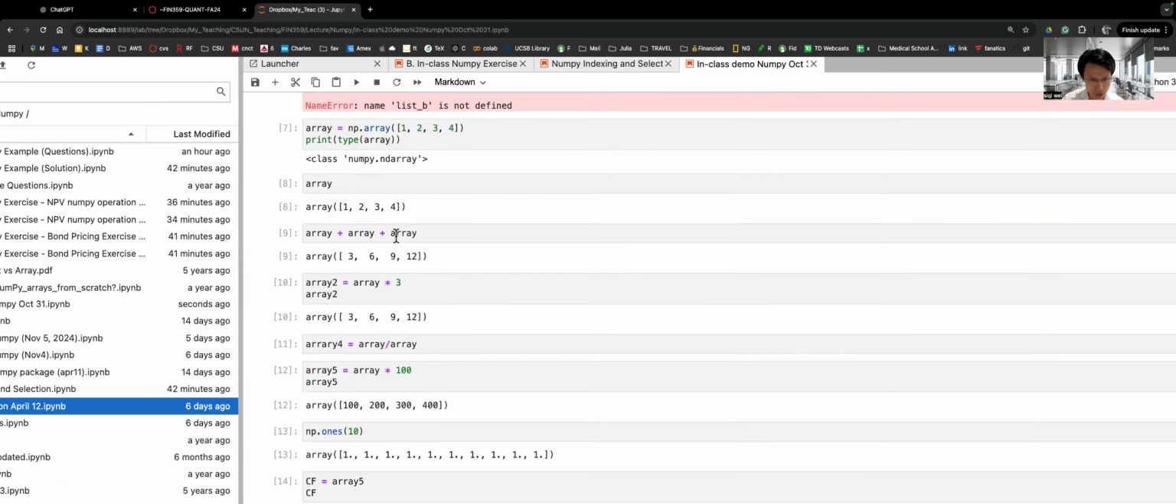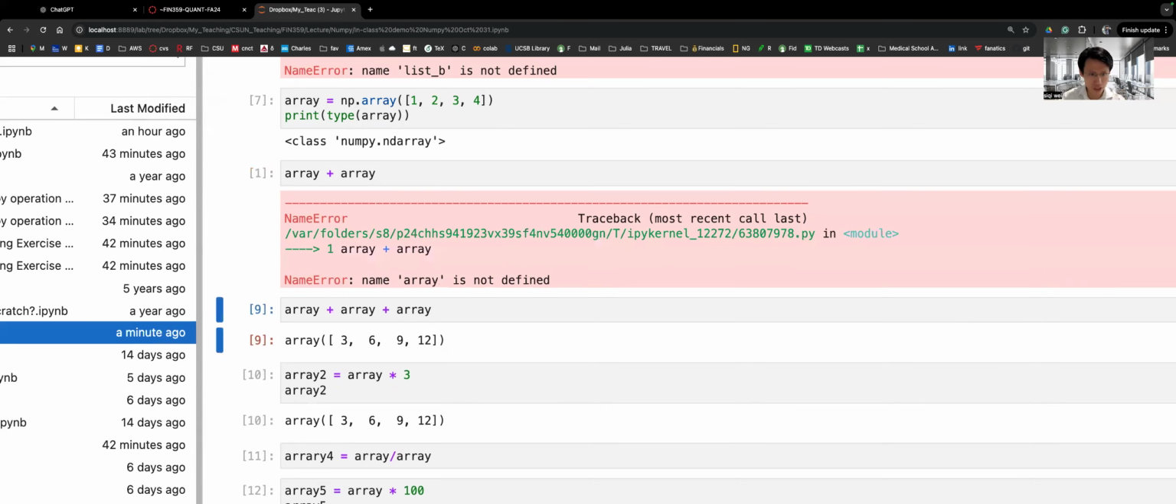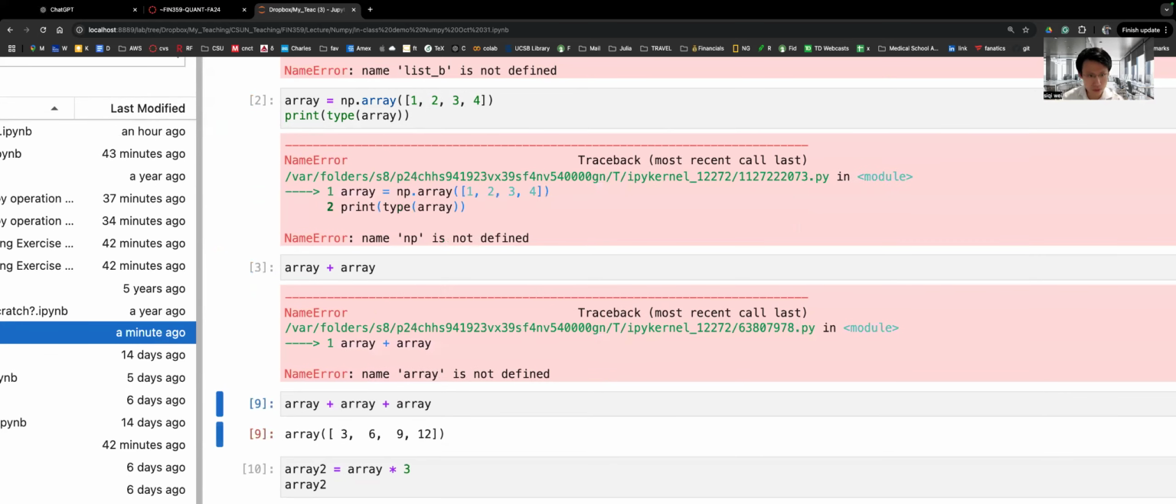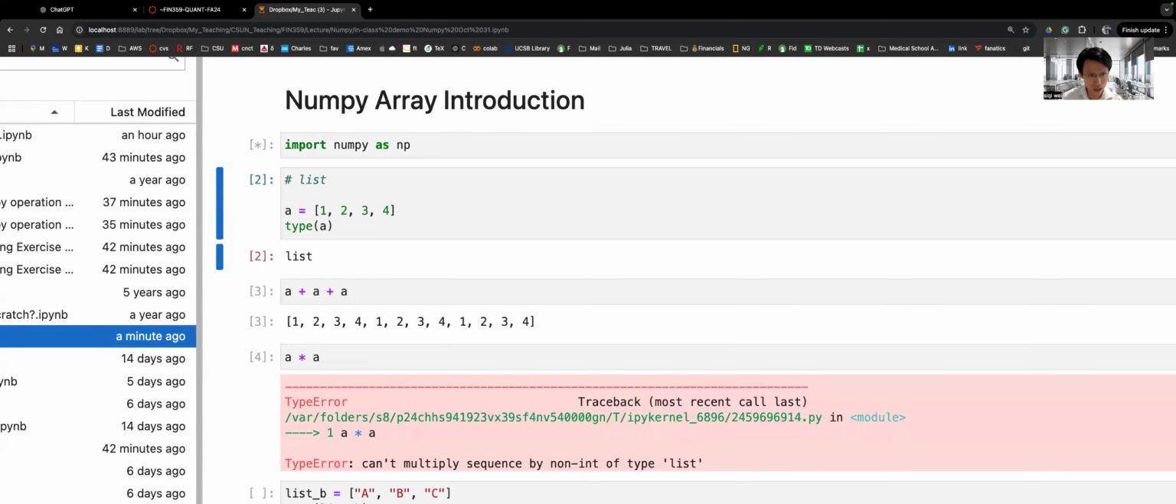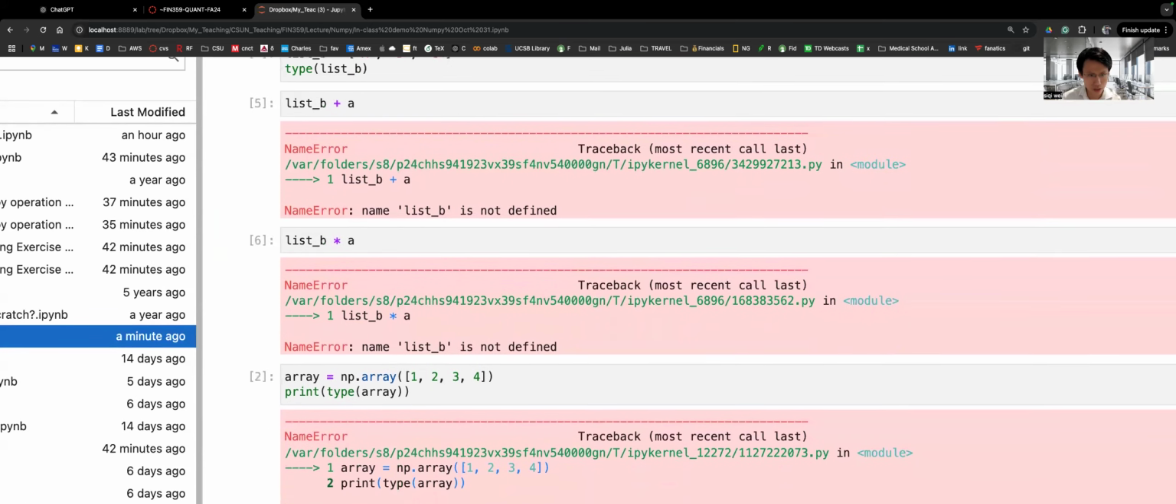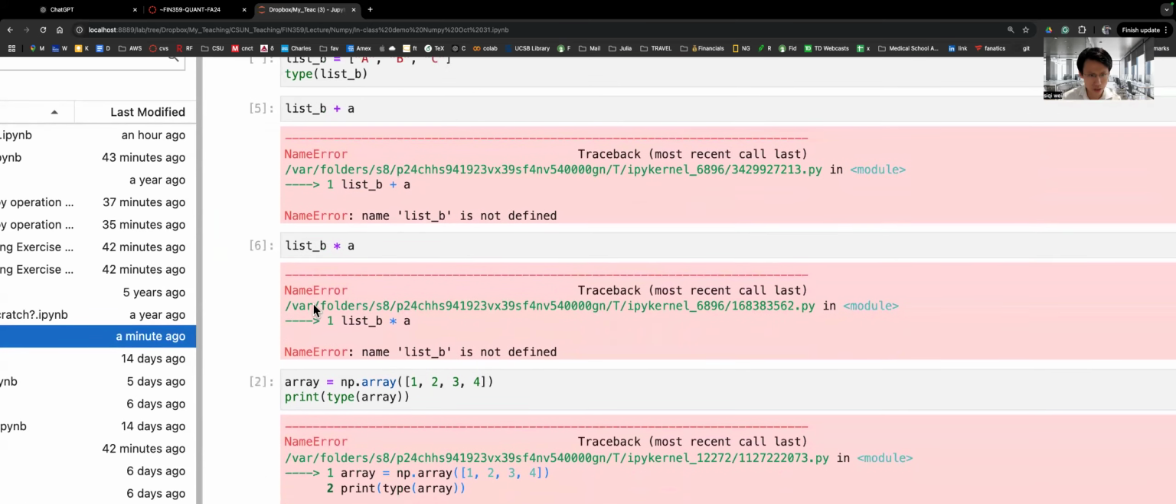For example, if you have an array of 1, 2, 3, 4, and you want to take the summation of two identical arrays, you will get array plus array as you defined. Let me load the library in the first place. Sorry. You will get 2, 4, 6, 8.